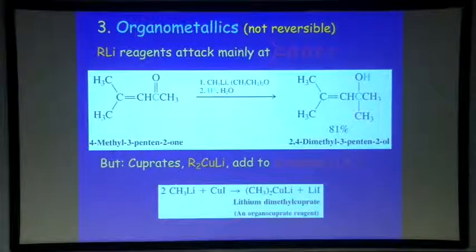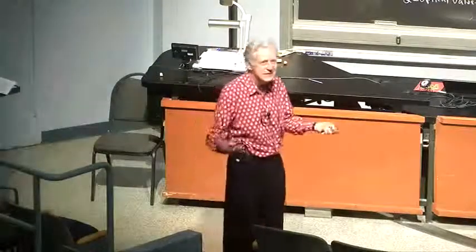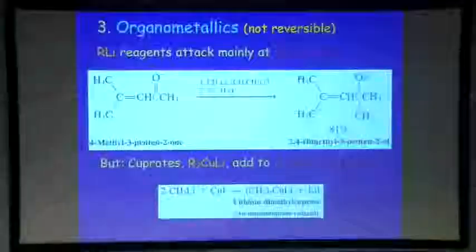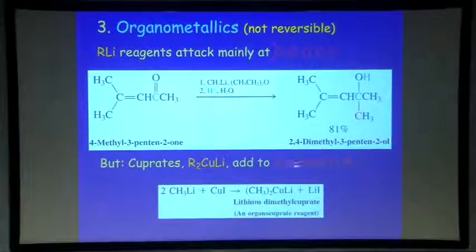So cuprates you get by taking 2 moles of alkyl lithium and copper iodide. That's the stoichiometry for you. It's just alkyl lithium plus copper 1. And out comes a dialkyl copper lithium reagent. In this case, it's called lithium dimethyl cuprate. It's a mouthful. You don't have to remember that.